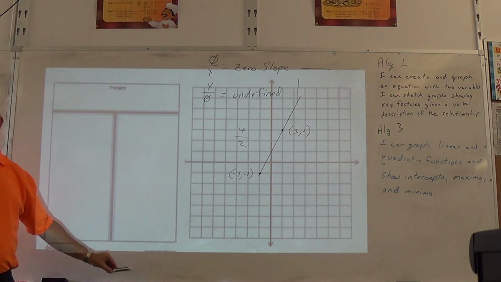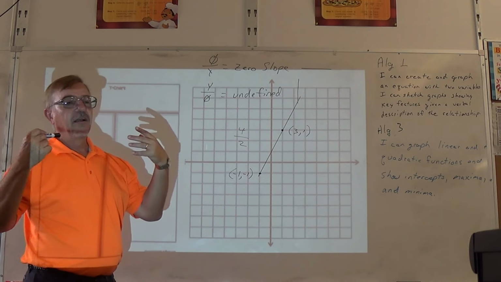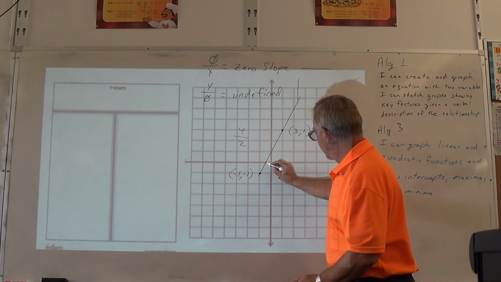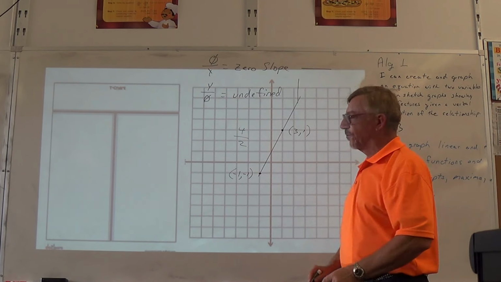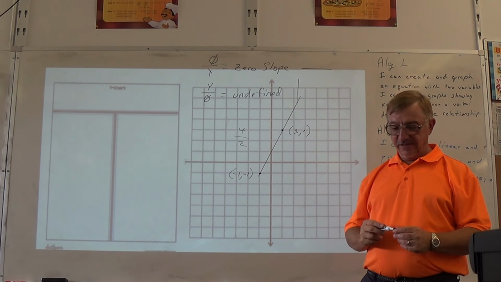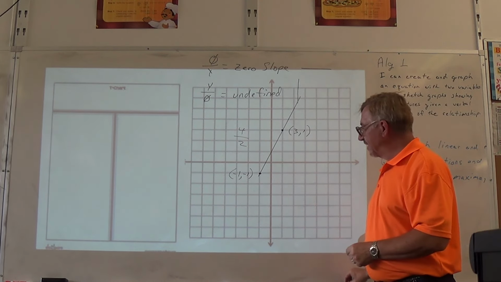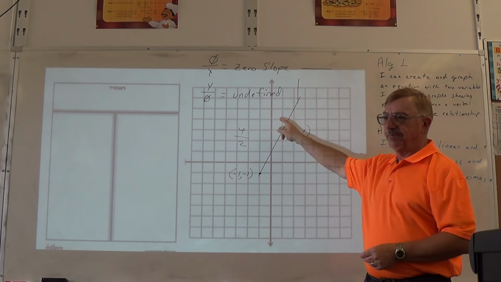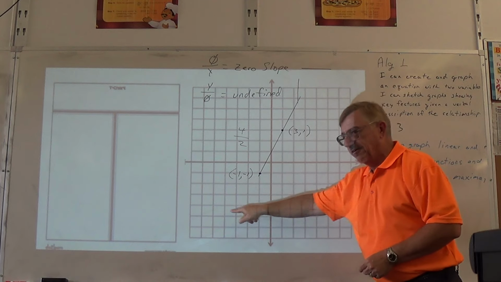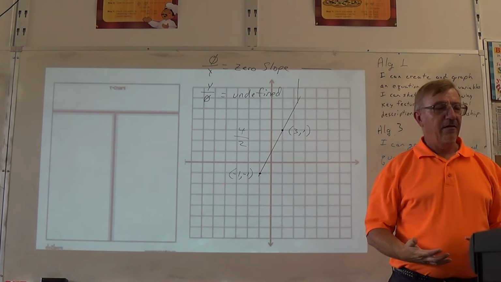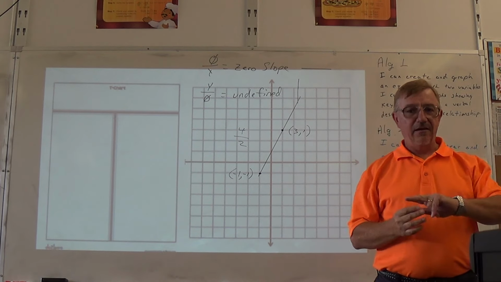Don't do what a lot of students try to do, and they go, okay, there's 1, 2, 3, 4, my slope's 4. It doesn't work. It's not 4. You have to go up and over, or down and over, whichever way you're doing it. Understand?